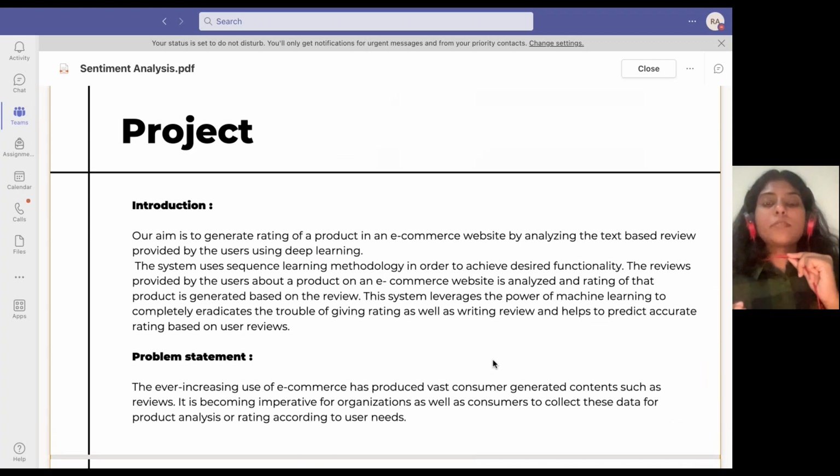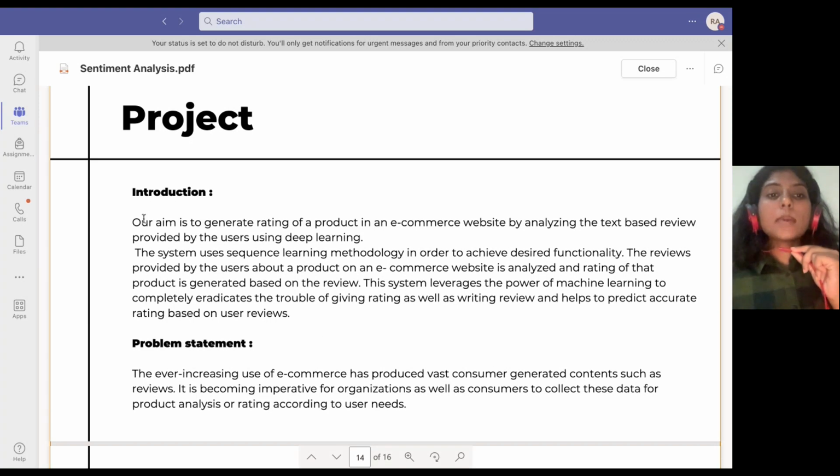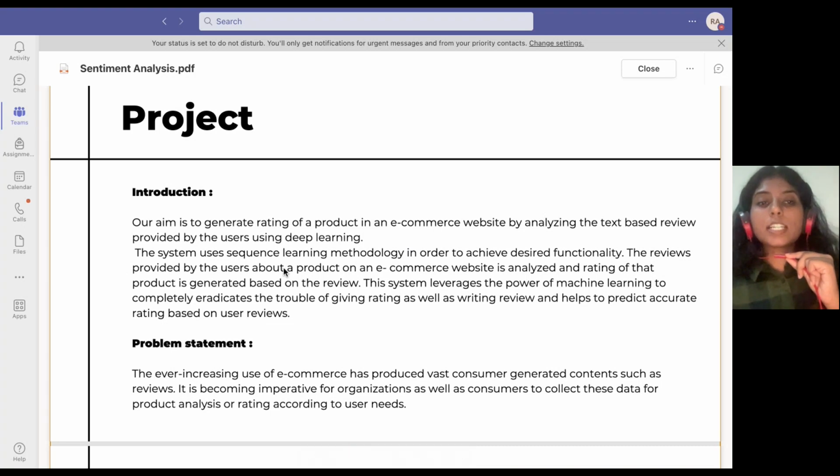Coming to my project, what we are going to implement in this semester. Introduction. Our aim is to generate a rating of a product in an e-commerce website by analyzing the text-based reviews provided by the users using deep learning. This system uses sequence learning methodology in order to achieve the desired functionality. The reviews provided by the users about a product on an e-commerce website are analyzed and a rating of that product is generated based on the reviews. This system leverages the power of machine learning to completely eradicate the trouble of giving ratings as well as writing reviews, and helps to predict an accurate rating based on user reviews.